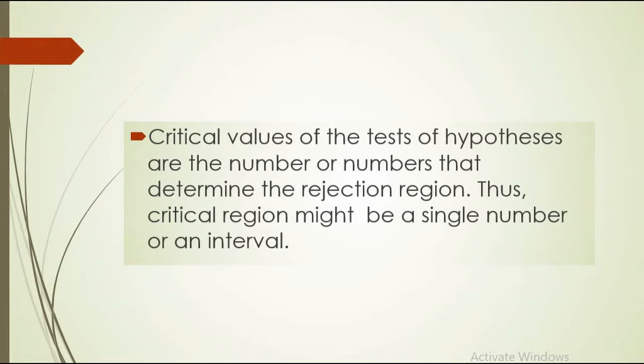Critical values of the tests of hypotheses are the number or numbers that determine the rejection region. Thus, critical region might be a single number or an interval.